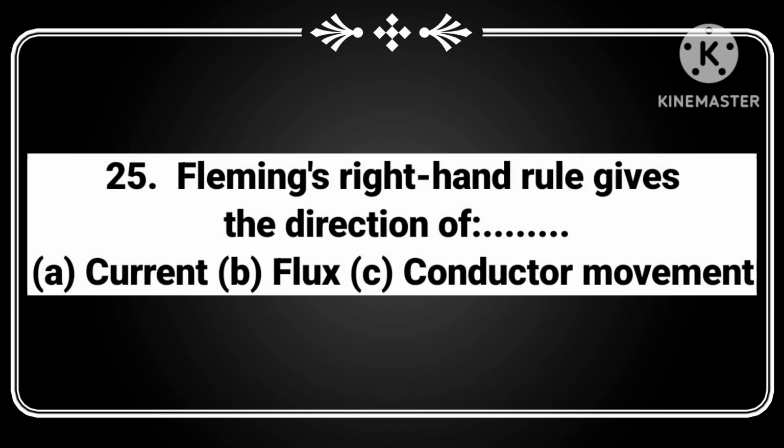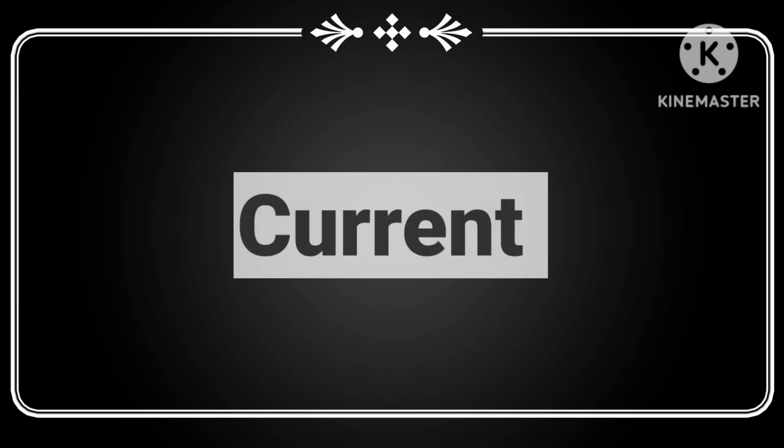Fleming's right-hand rule gives the direction of dash. A. Current. B. Flux. C. Conductor movement. And the correct answer is current.